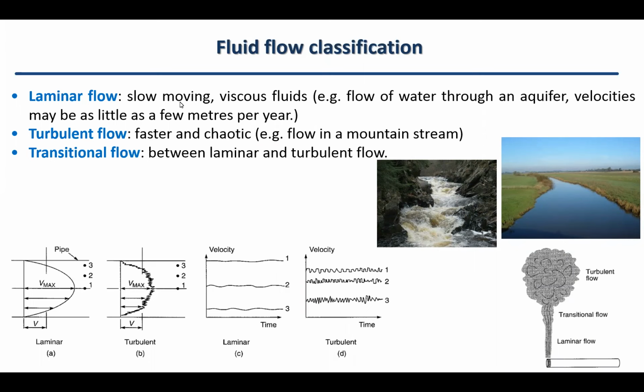So the flow just moves very slowly, and we have viscous flows. For example, this is very similar to flow through an aquifer, where the velocity may be as little as a few meters per year. It's very, very slow. So this is not the type of flow that we know, neither in a river nor in a wide river in a mountainous area. This is something that we probably don't see, because the movement is only a few meters per year.